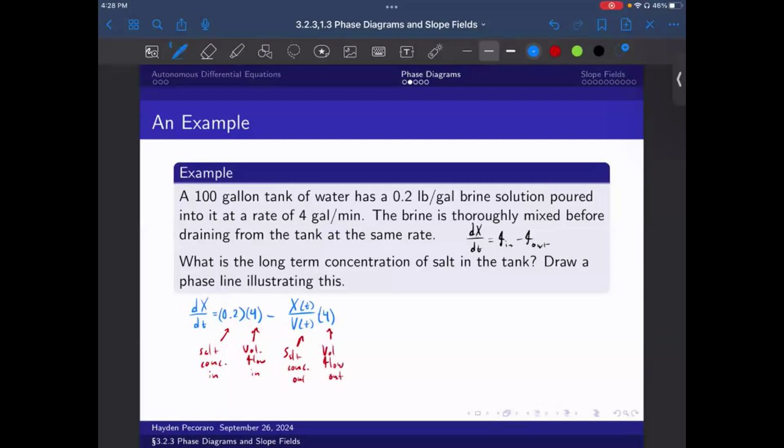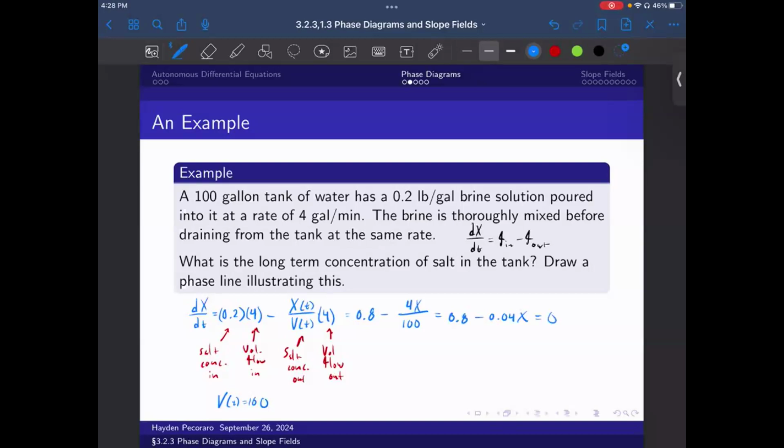Okay, so the other thing that we have is that the volume flow in is the same as the volume flow out, so the volume is not changing. And so V of t is equal to 100 all the way through. And that lets us simplify our equation a little bit. So we get 0.8 minus 4x over 100. And we can write that as 0.8 minus 0.04x.